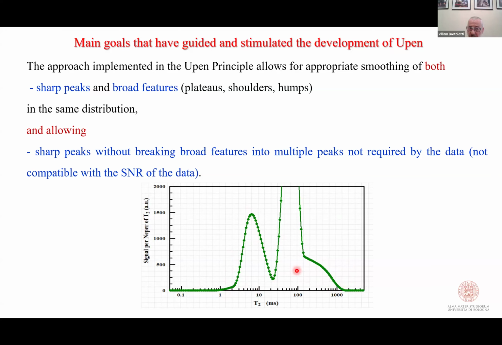So it is mandatory to have an algorithm smart enough not to split peaks in which the signal-to-noise ratio of the data does not allow separating them into many peaks, and at the same time not to merge a single peak with another peak. OPEN works properly in this field.